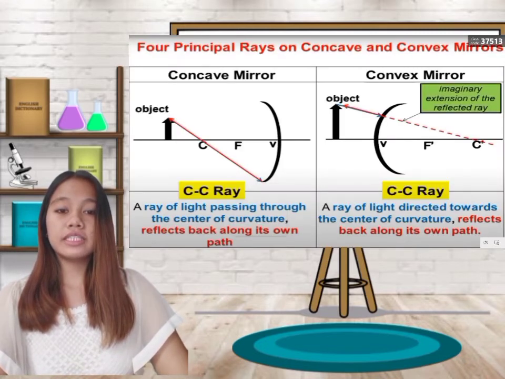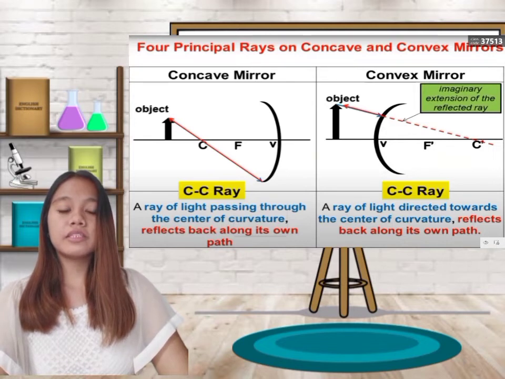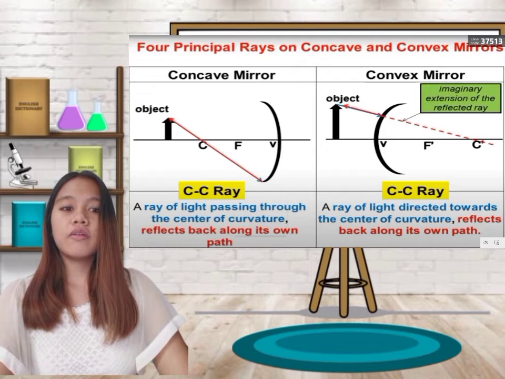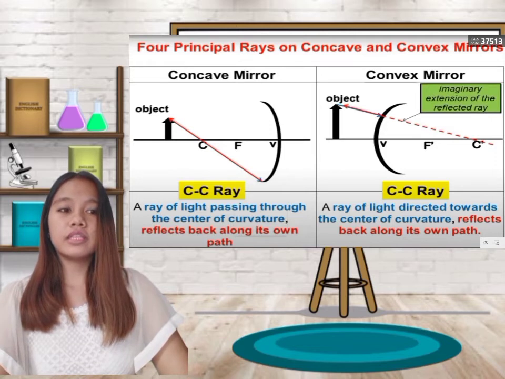On a CC ray, in a concave mirror, a ray of light passing through the center of curvature reflects back along its own path. On the convex mirror, a ray of light directed towards the center of curvature reflects back along its own path. As you can see, the imaginary extension of the reflected ray passes through the center of curvature.